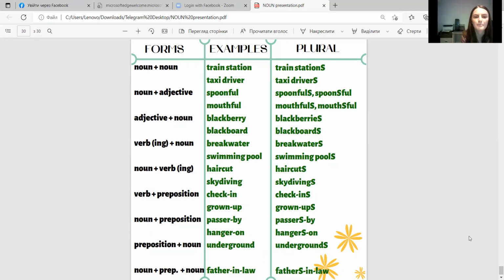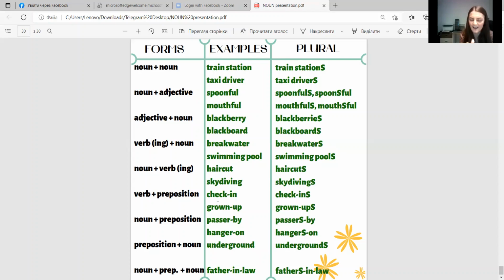Verb plus preposition. Дієслово плюс прийменник. Check-in, так, реєстрація. Grown-up, дорослий. Check-ins. Sometimes it could be confusing because you look like, how is it possible? But you put this ending s to the preposition, at the end of the word. Check-ins, grown-ups. Then, noun plus preposition, іменник плюс прийменник, passerby, hanger-on. But here you have not a verb, you have a noun, that's why you put this ending s to the noun.